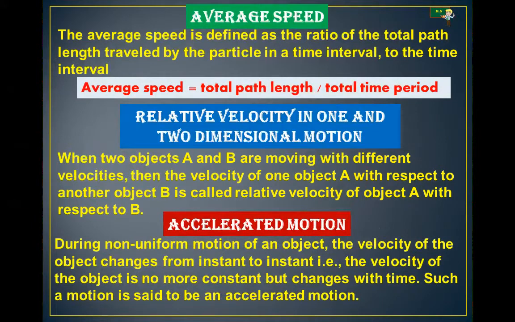Now accelerated motion. During non-uniform motion of an object, that means the object is not in steady motion, it has been at rest. The velocity of the object changes from instant to instant, that is, the velocity of the object is no more constant but changes with time. Such motion is said to be an accelerated motion.